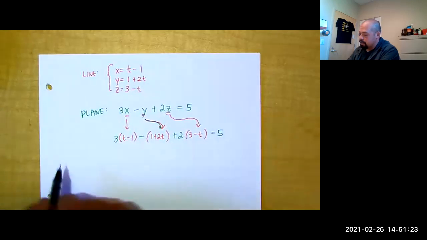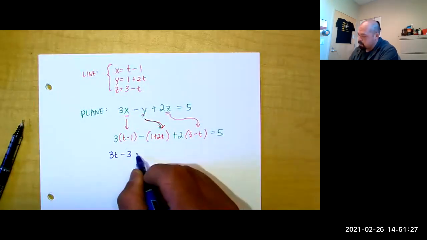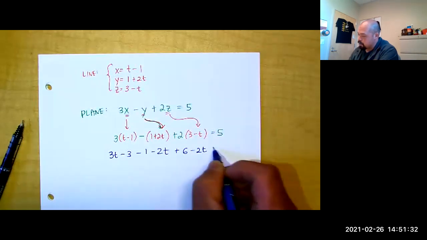So now getting into solving, right? 3t minus 3 minus 1 minus 2t plus 6 minus 2t is equal to 5.